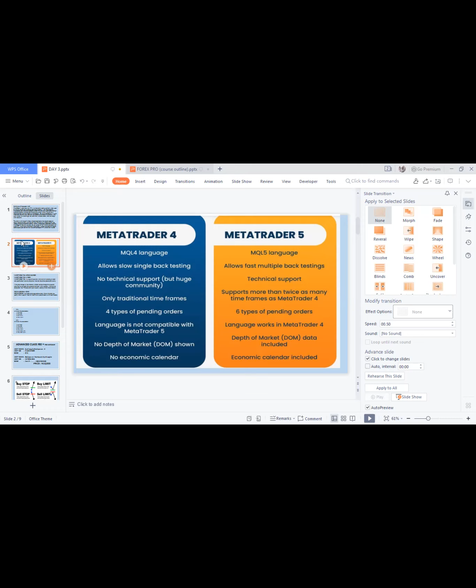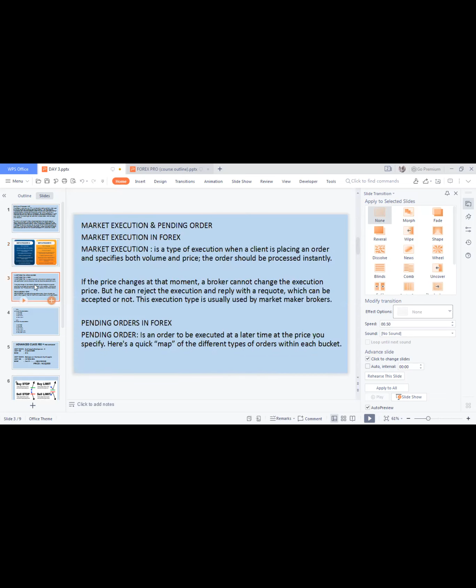Now, let's talk about market execution and pending order. Market execution is a way in which a Forex trader enters the market directly. Pending order is when a Forex trader places a certain trade, and the trader now expects that particular trade to be activated later.